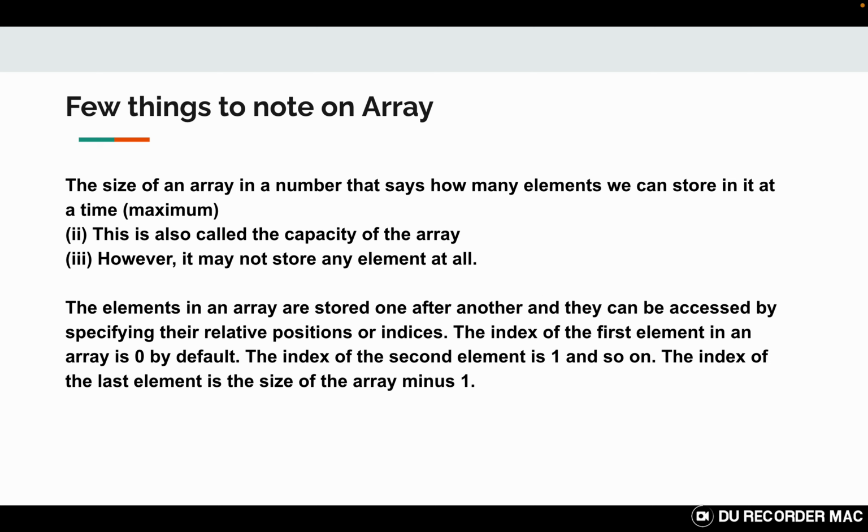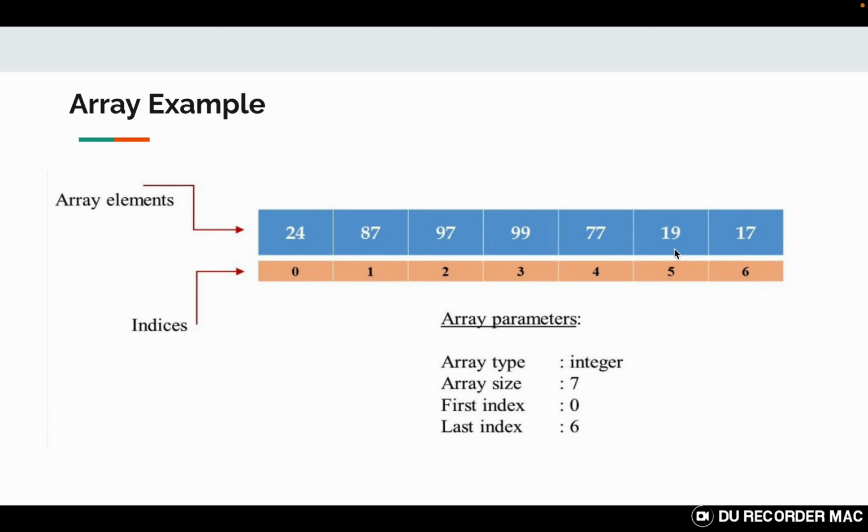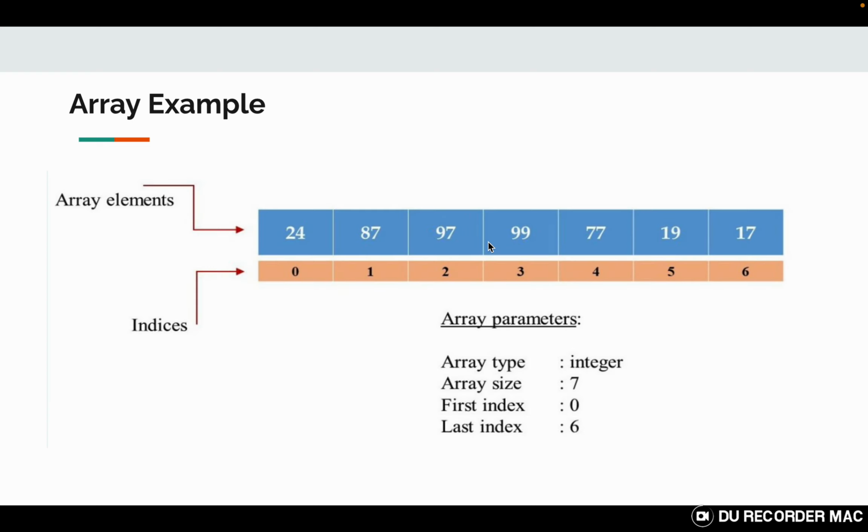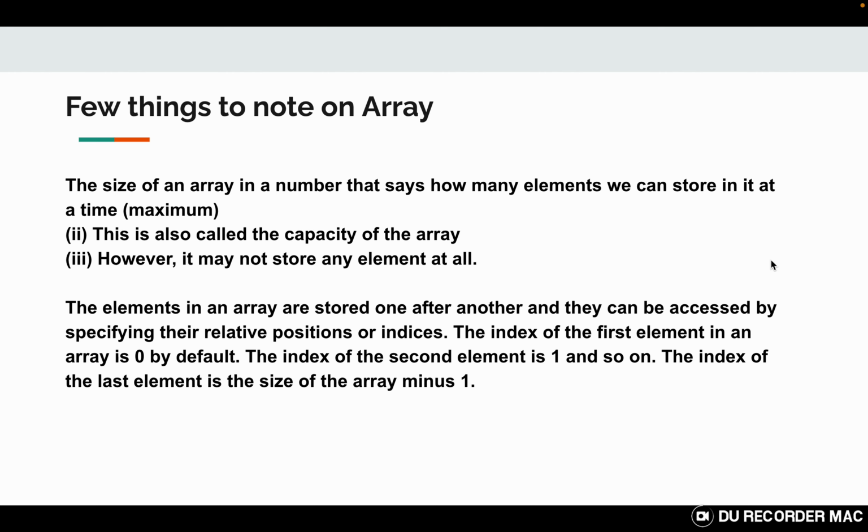Now there are a few things to note on arrays. One thing is that the size of an array is a number that says how many elements we can store in it at a maximum. Say if you ask the size of this array, then we say it is 7 because this array can hold up to 7 elements, correct? This is also called the capacity of the array. The number of elements that an array can hold is also known as the capacity of the array.